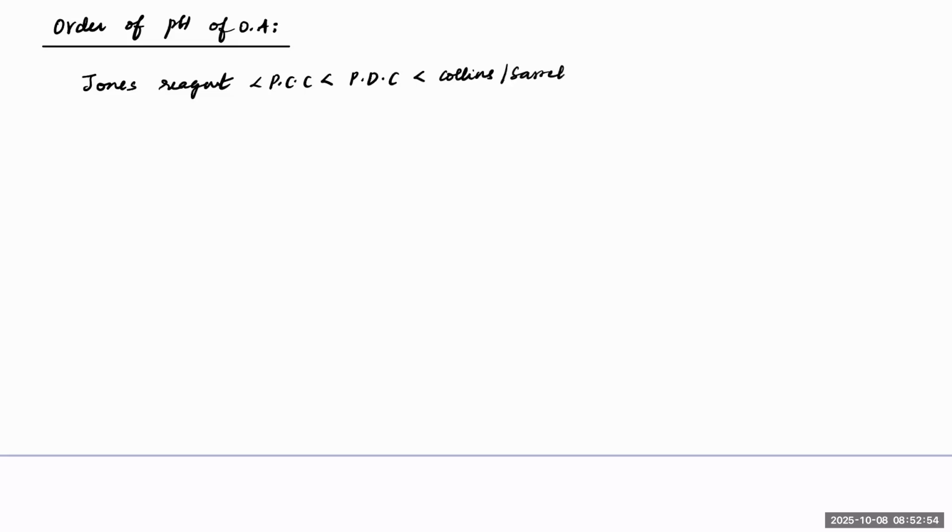In fact, if you compare the acidic form, these two are mostly acidic. PDC is almost neutral, while Collins is basic. This is typically how that has been asked. And whenever you have a strong oxidation state, you will notice that they can also disturb the double bond. So the double bond can also be broken, except for Jones reagent, it will not happen.